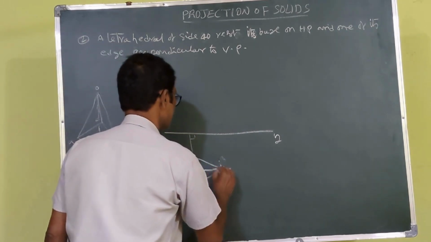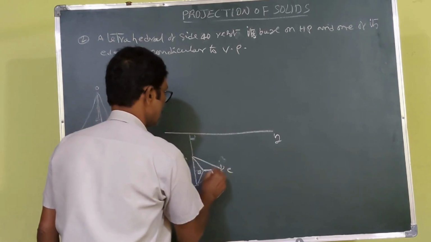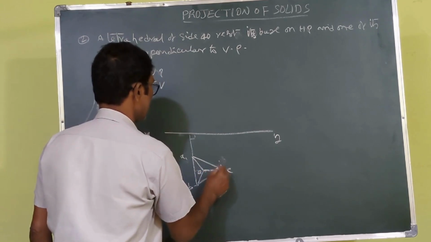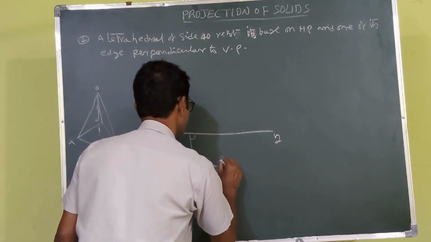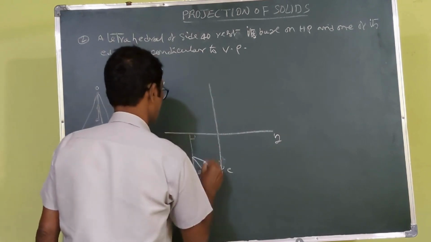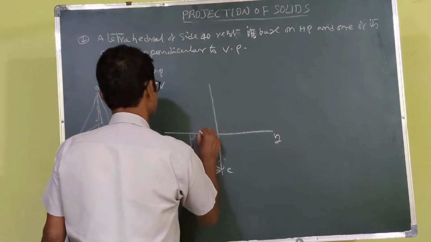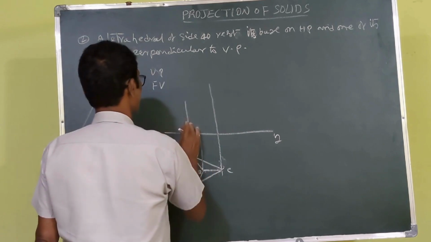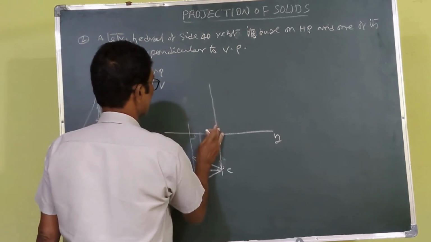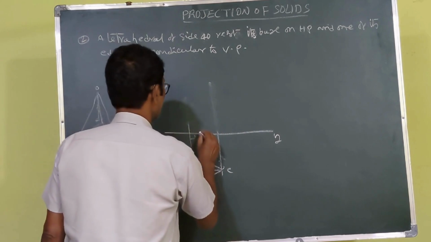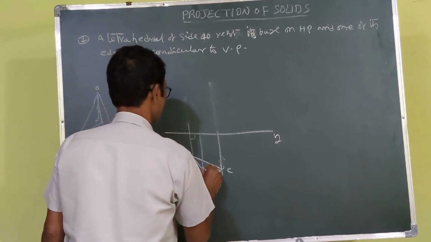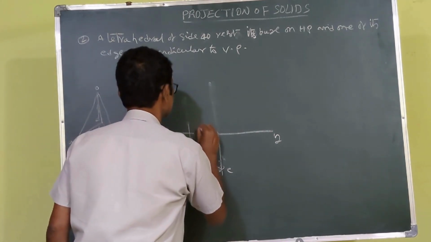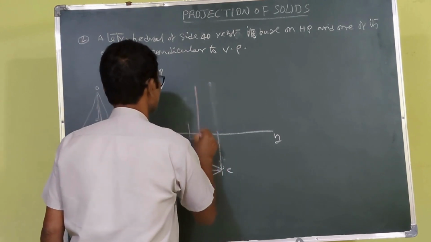From this you draw the projector. So this is parallel to XY, so that this is the true length. True length. O, C, you get the true length. So from here you draw the projectors. Axis BD, you draw. From here you draw the axis.